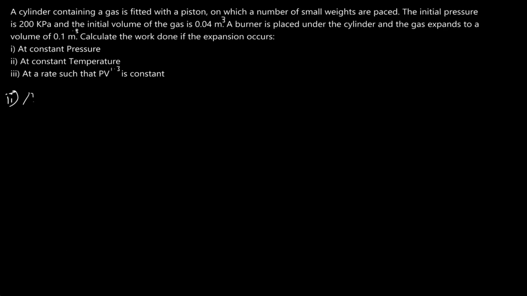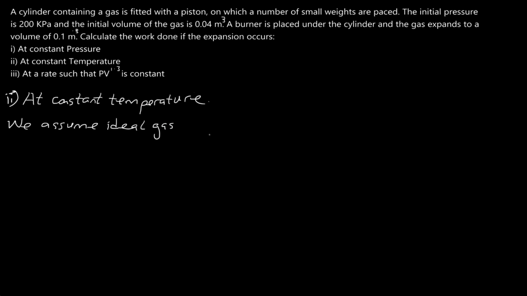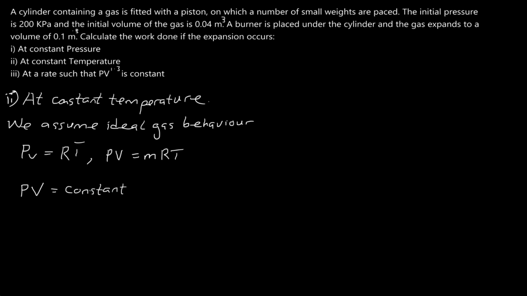Next, to calculate our work done at constant temperature, we assume the gas is an ideal gas. So we use the ideal gas equation, PV equals RT. This uses specific volume, and for the actual volume, it is PV equals mRT. On the right-hand side, all the elements are constant: mass, the specific gas constant, and temperature. So PV is constant, and let's call this constant K. So we can say PV equals K, and P equals K divided by V.